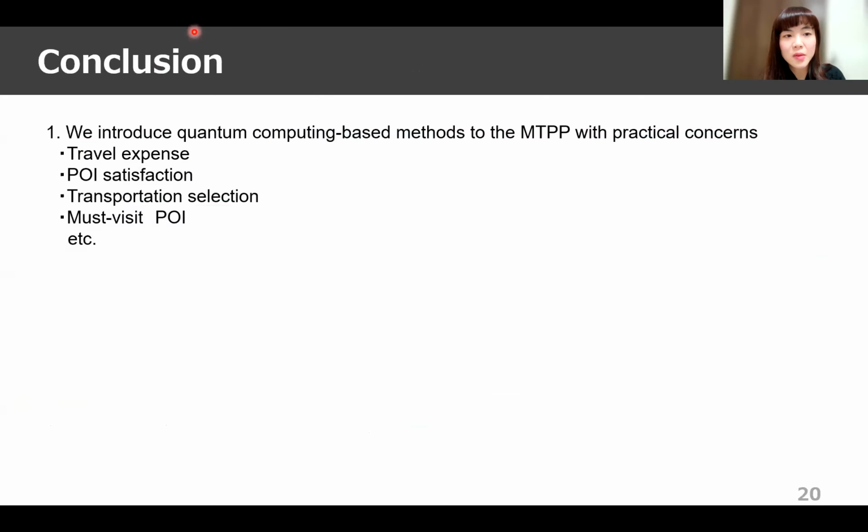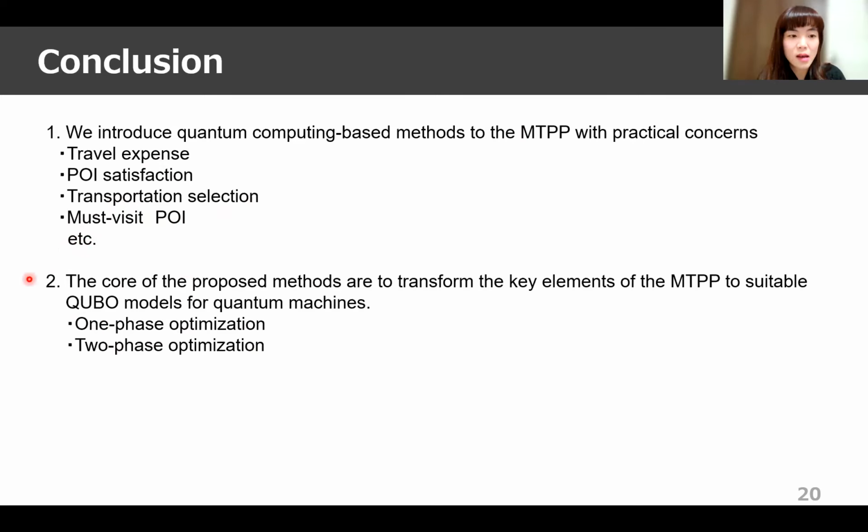So at last, I would like to have a quick conclusion of the seminar today. The first part is that we introduced several quantum computing-based methods for solving the MTPP with many real-world concerns like travel expense, POI satisfaction, transportation selection, must-visit POIs, and so on. And the main part of the seminar today is that we showed examples of how to smoothly transform the key elements in the MTPP onto the QUBO model for quantum machines.